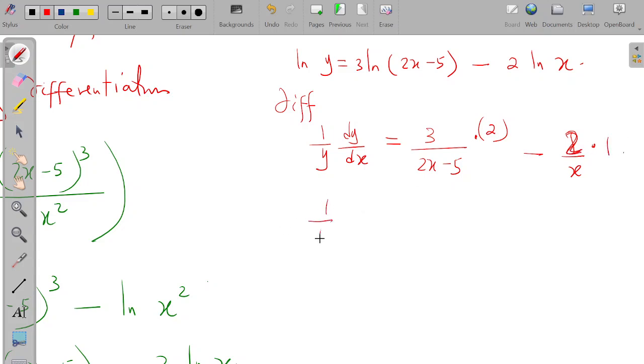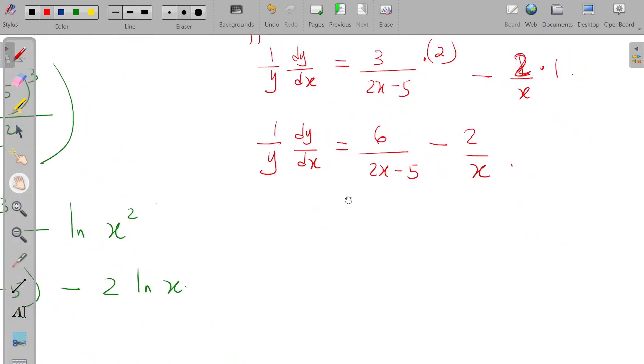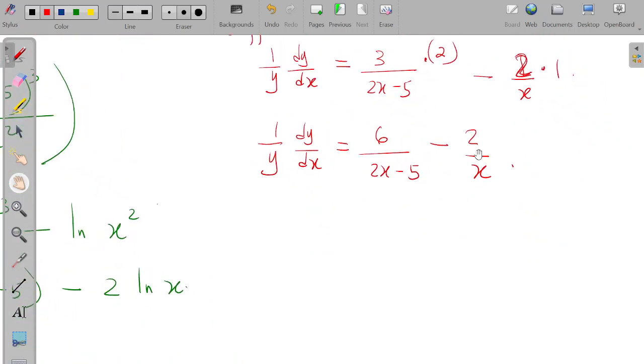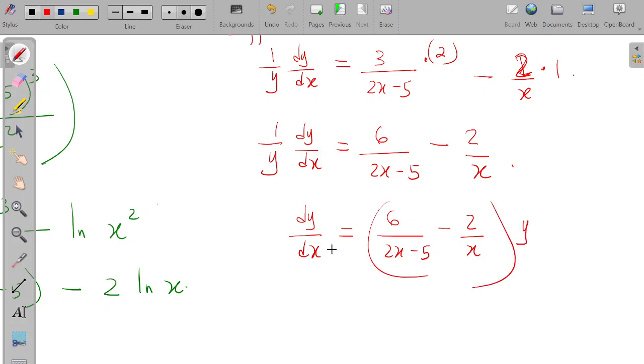So this will be 1 over y, dy over dx, equals 6 over 2x - 5 minus 2 over x. Now we need to make dy over dx the subject. That means I need to multiply both sides by y. Then dy over dx will be 6 over 2x - 5 minus 2 over x, multiplied by y, because I want dy over dx to be the subject here.